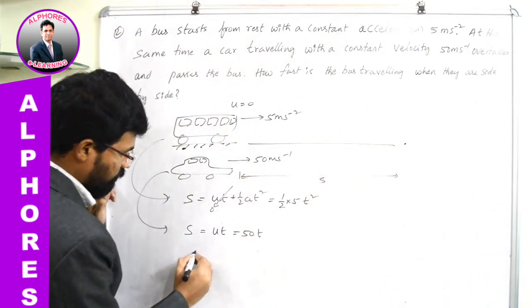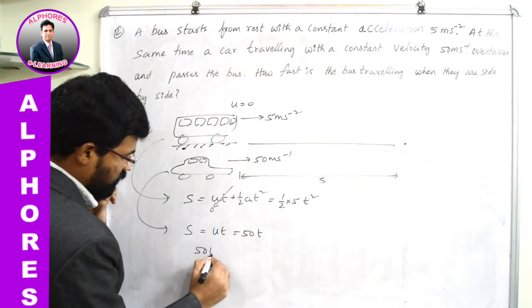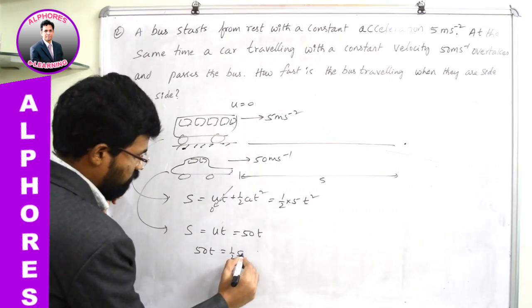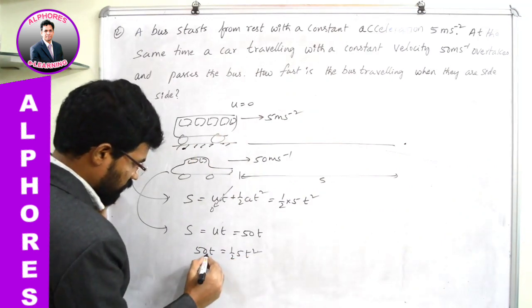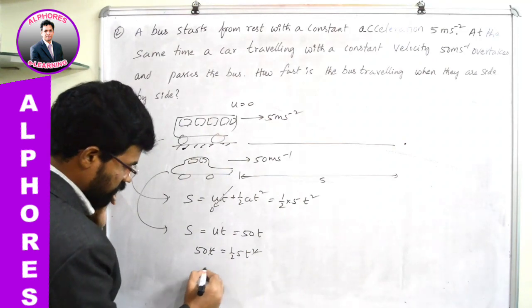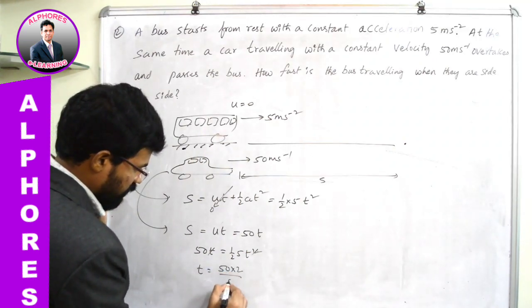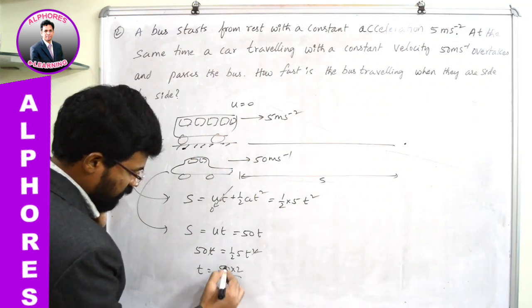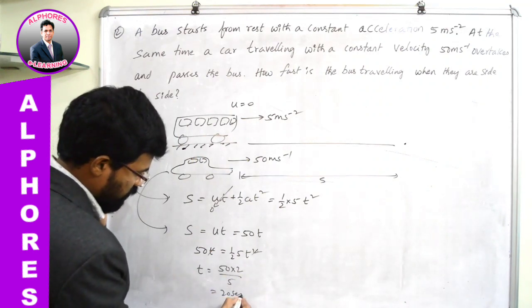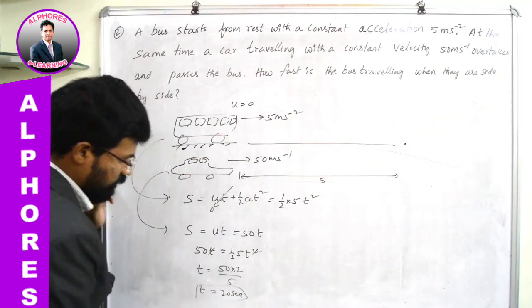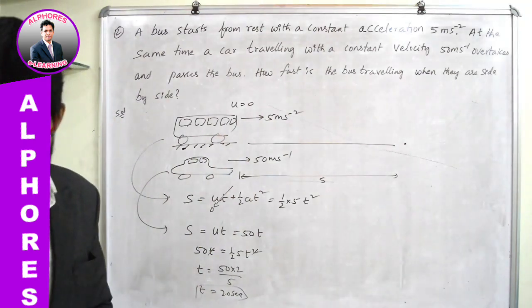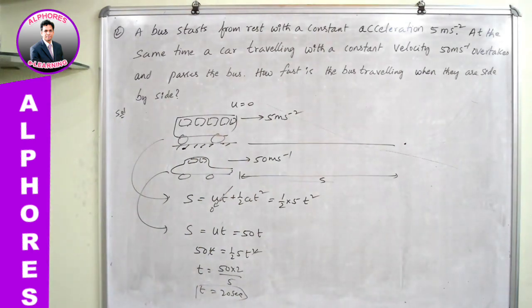So let us find out. 50 t is equal to half 5 t square. Here t gets cancelled, therefore t is equal to 50 into 2 by 5. So finally what you will get? 20 seconds. So after a time equal to 20 seconds, the bus overtakes the car. That's what we are seeing here, isn't it?